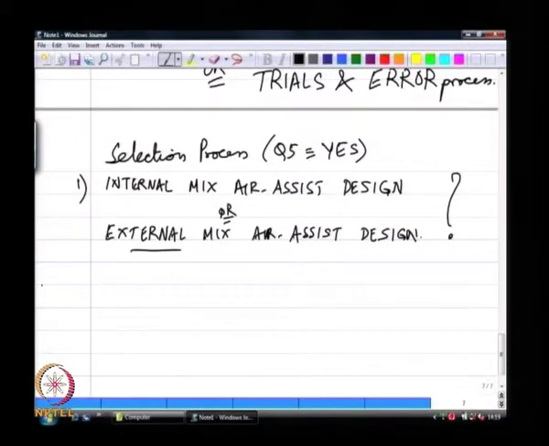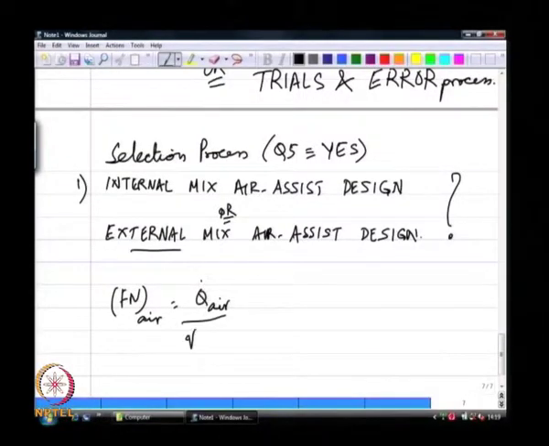Now once you have narrowed down on the external mix air assist design, the design catalog or selection catalog usually gives you a flow number for the air side. Okay, so what flow rate of air per square root of delta p across the air passage, because this is an external mix, the air passage is like a separate fluid dynamic passage in relation to the fuel side. So I can calculate a flow number for the air side as well as a flow number for the fuel side. And typically using these two numbers, you can choose an air assist design model.